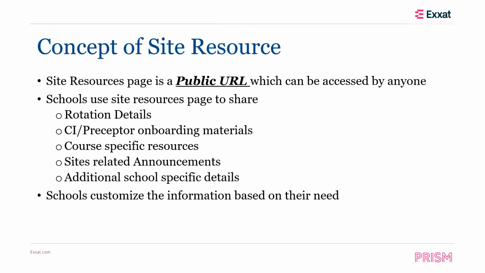To start with, what exactly is a site resource page? It's a public URL. Anyone who has this URL can access it. It doesn't need any login. For example, in your Prism application, on the student side and the admin side, you have a username and password, but for the site resource page, you don't need any such login. Anyone with the URL can access it, and it can house information about the school.